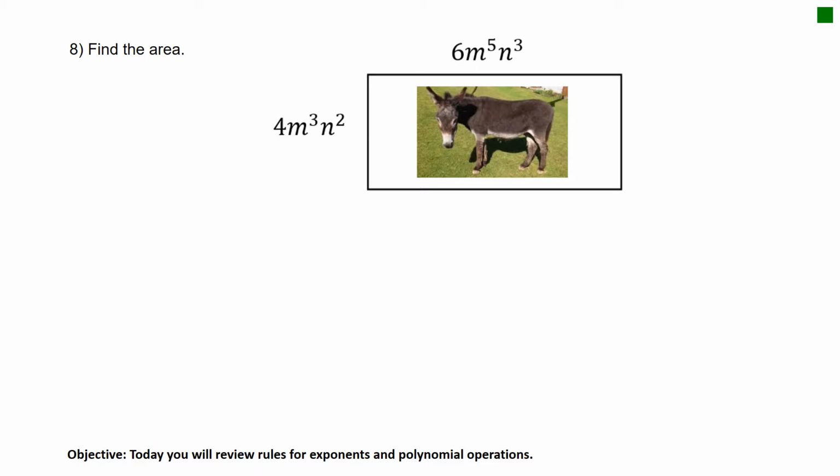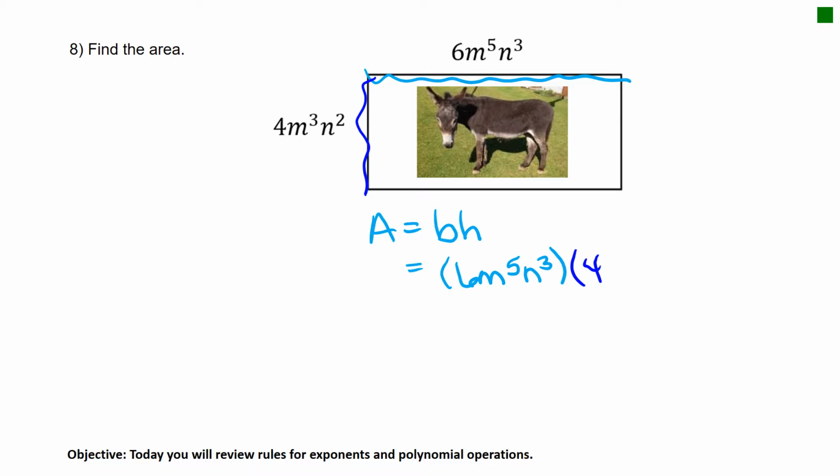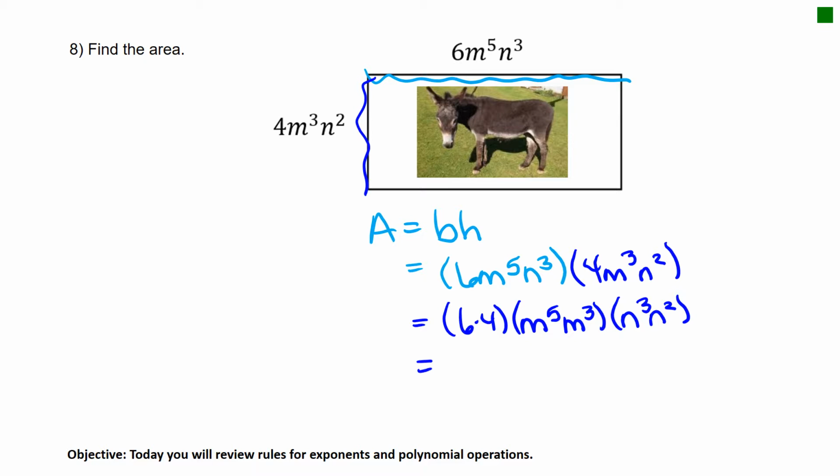All righty, so we want the area. Area is base times height. This is my base. What is my base? 6m to the 5th, n to the 3rd. What's my height? 4m to the 3rd, n to the 2nd. No plus sign, so I'm just putting them together. I'm going to put the 6 and the 4 together, the m to the 5th and the m to the 3rd together, the n to the 3rd and the n to the 2nd. 6 times 4 is 24. Add up the m's, I get 8. Add up the n's, I get 5.